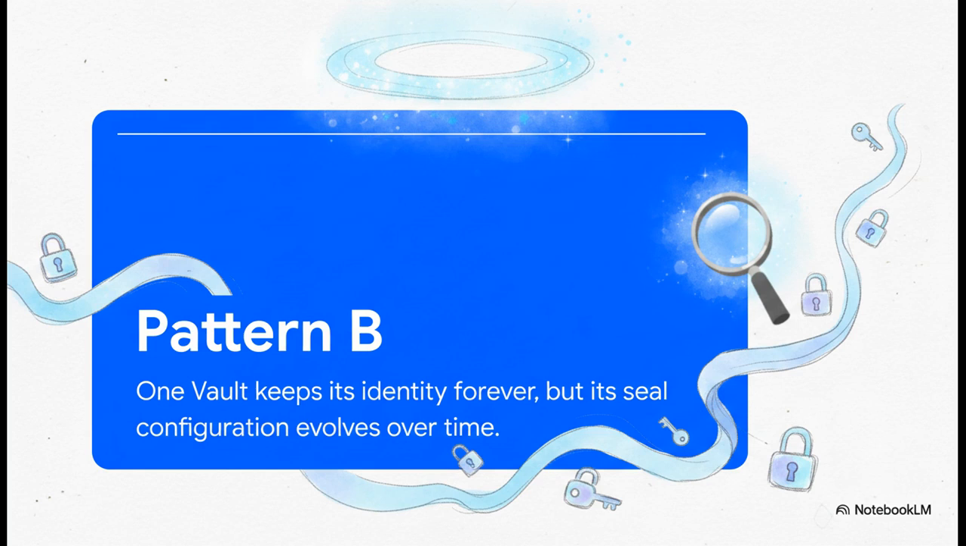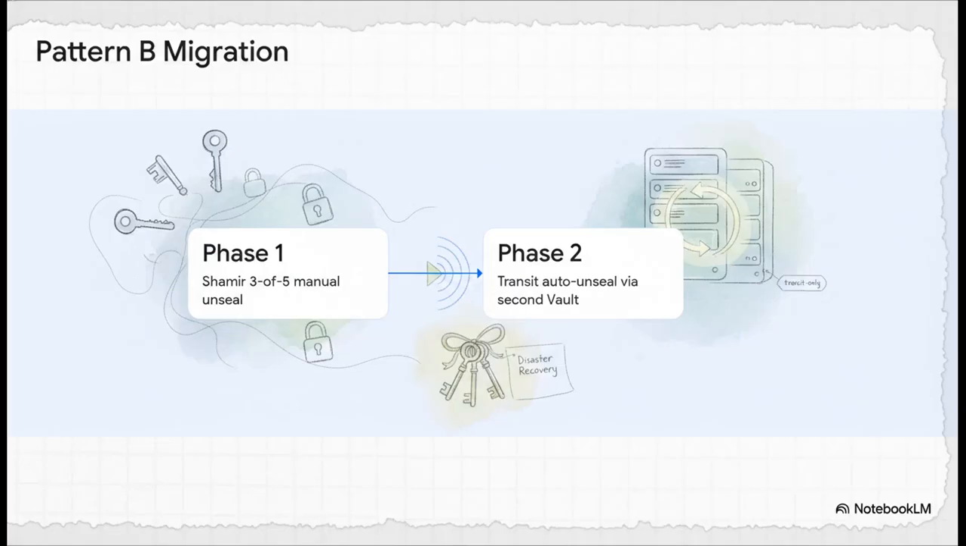Moving over to pattern B, the blue column, and this is our chosen path. Pattern B keeps one continuous vault. Its identity from day one to end of life never changes. What actually evolves is its seal configuration, basically how it gets unsealed upon restart. The migration here happens in 2 very deliberate steps. In phase 1, you use a Shamir 3 of 5 manual unseal. It gives you maximum seal integrity, but maximum operational friction.